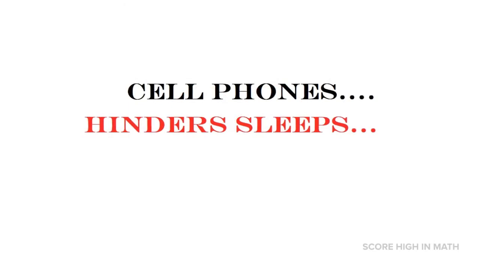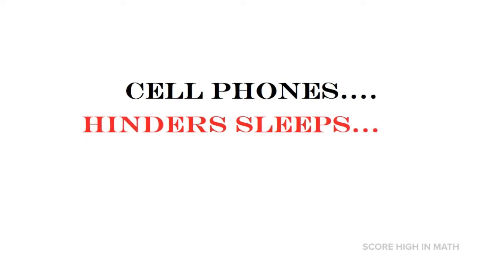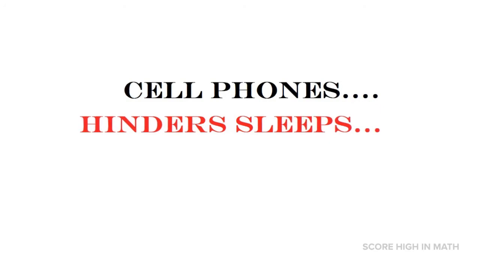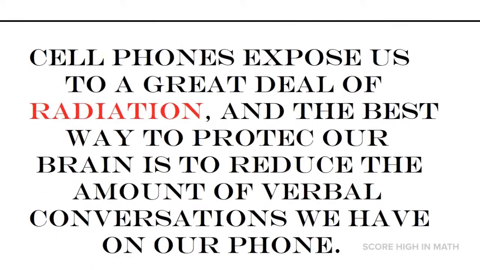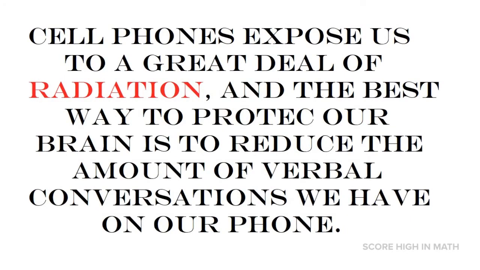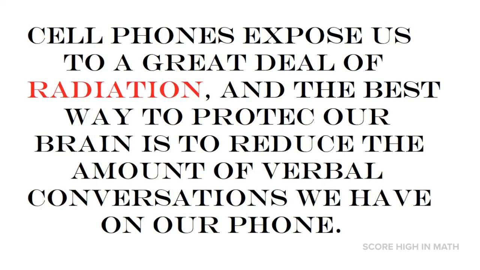Now guys, let us continue our discussion regarding mobile phones. Do you know that it also hinders sleep? The blue light emitted by screens on cell phones restrains the production of melatonin. This melatonin is the hormone that controls your sleep. Reducing the melatonin makes it harder to fall and stay asleep. So guys, the best way to protect our brain is to reduce the amount of verbal communication we have on our phone.